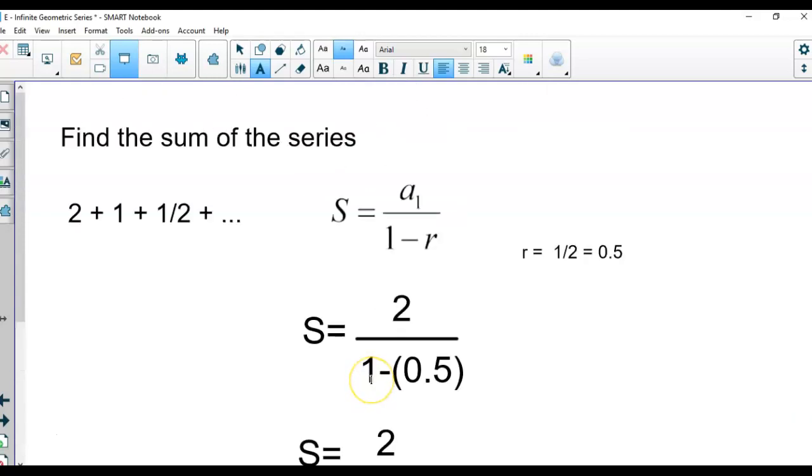If I went too fast, I apologize. Pause, rewind, and reach out to your teacher if you have any questions about this first example. Okay, next example.